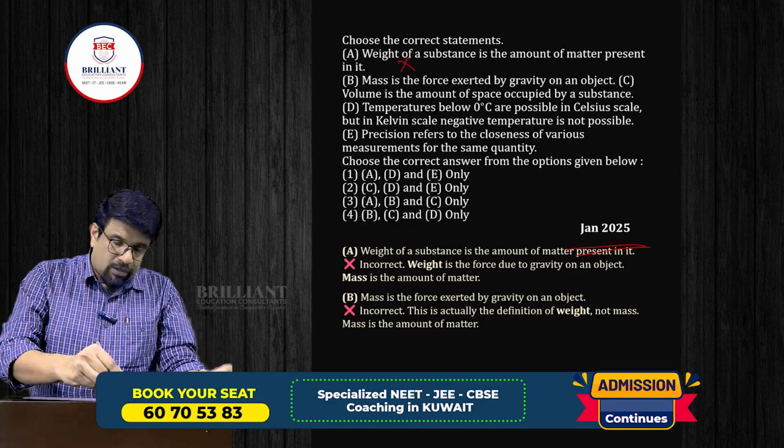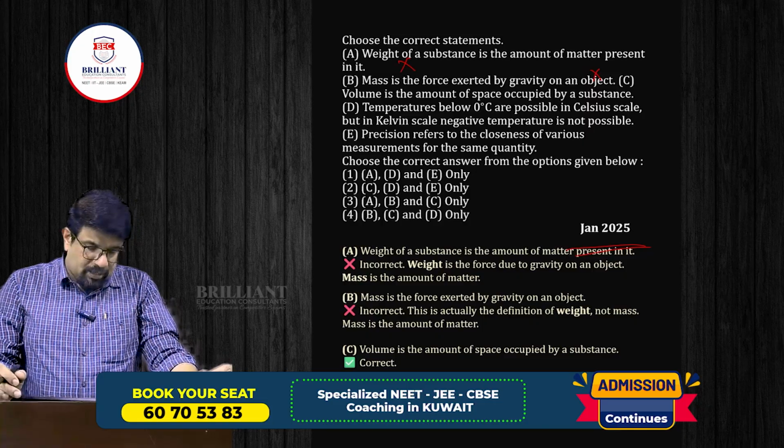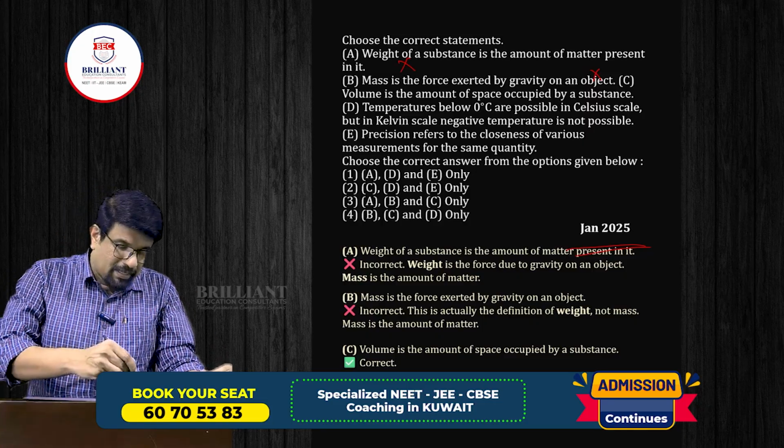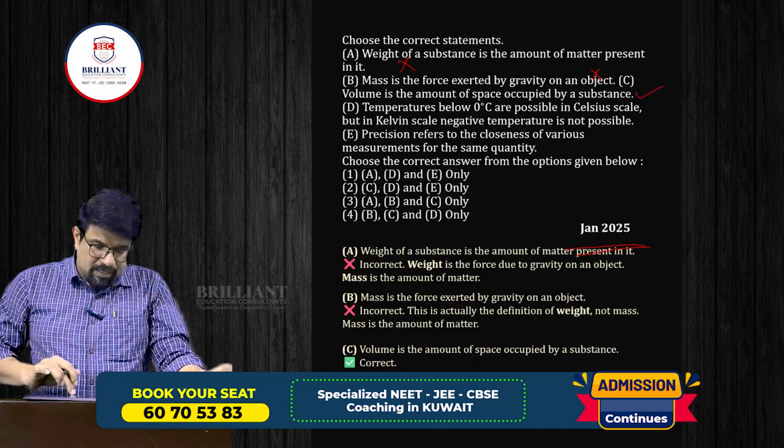That is also a wrong statement. And C, you can see the volume is the amount of space occupied by the substance. That is a very simple thing, right? That's why C is correct. Then what is the next statement?